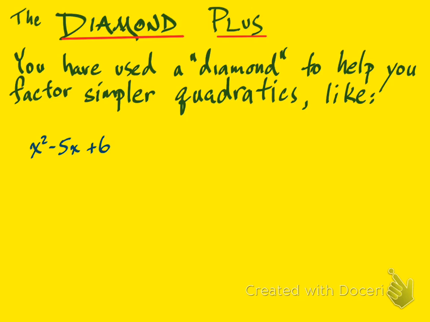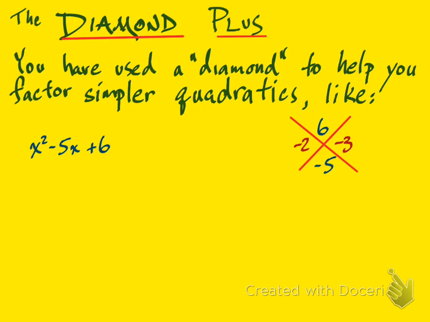So you've used diamond problems to help you factor simpler quadratics like that one there, x squared minus 5x plus 6. And if you recall, what you do is you set up the diamond, you take the last number, the constant, put that on the top of the diamond, you take the middle number, that's b, right, along with the sign there. If it's a negative sign, bring that along too, and you put that at the bottom of the diamond. Now you find two numbers that multiply at the top and they add to the bottom.